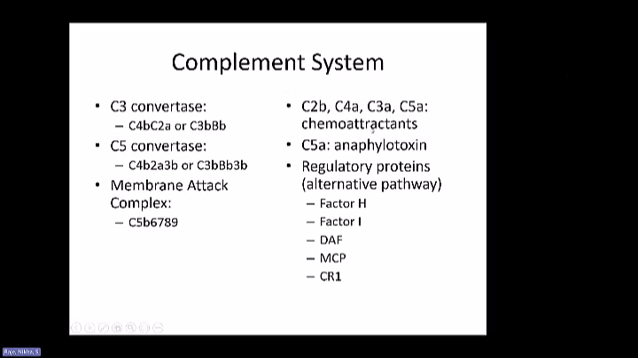Also, the smaller fragments of complement can act as chemoattractants. C5a can also act as anaphylatoxin. And then there are various complement regulatory proteins that help in preventing the alternative complement pathway from being activated so that it doesn't damage the host cells, like factor H, factor I, DAF, MCP, CR1.